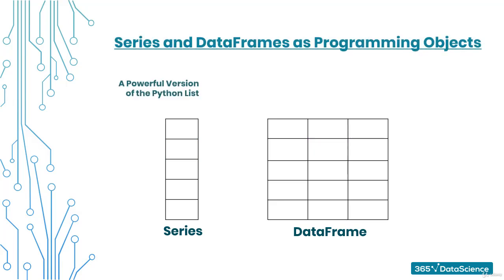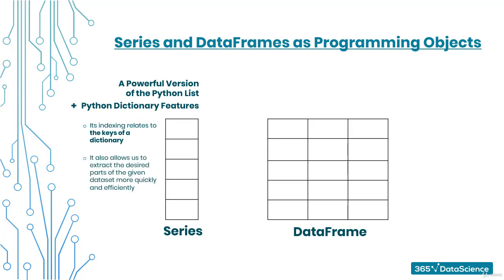As a final juxtaposition between the two key Pandas data structures, let's view them as programming objects. Basically, the series can be looked at as a powerful version of the Python list. However, it also includes some Python dictionary features. For instance, a series doesn't just take integer, float, string, or other values. Its indexing relates to the functionality of the keys of a dictionary. Then, the related features of the structure can lead to many analytical inferences. Perhaps the most important feature is the advanced type of indexing associated with the series object, as opposed to the Python list object. The former allows us to extract the desired parts of the given dataset more quickly and efficiently.